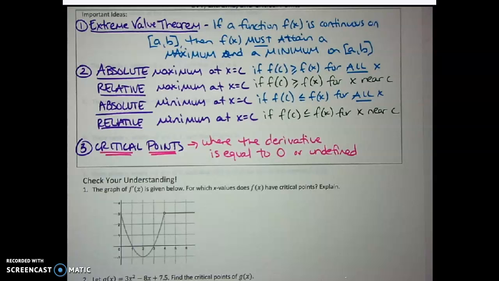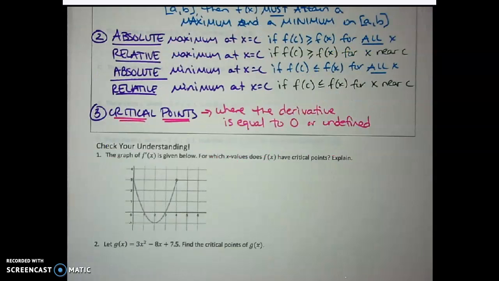Now let's check and see if we understand all this stuff. The graph of f prime is given below. For which x values does f of x have critical points? So keep in mind, this is the derivative value.